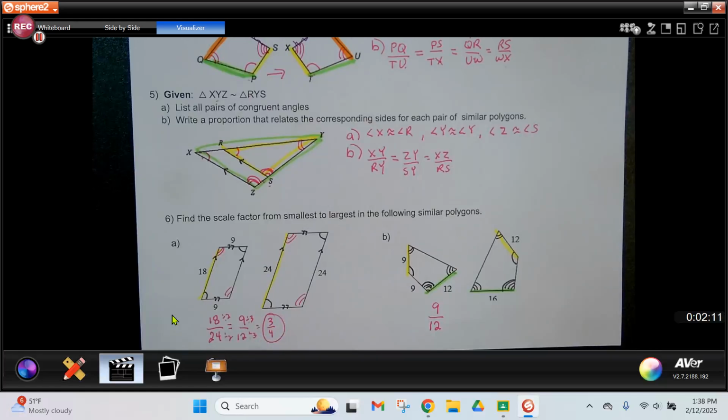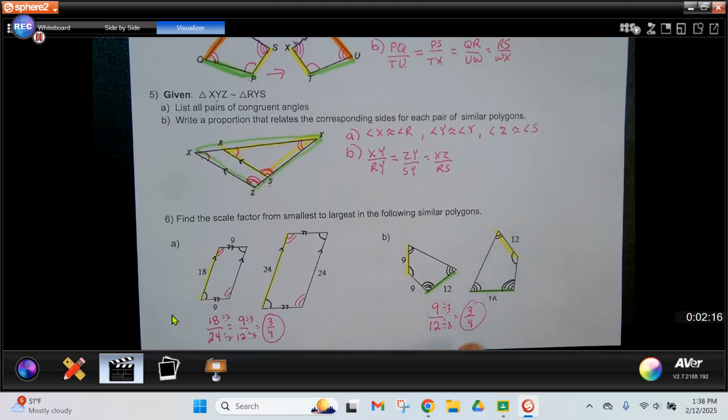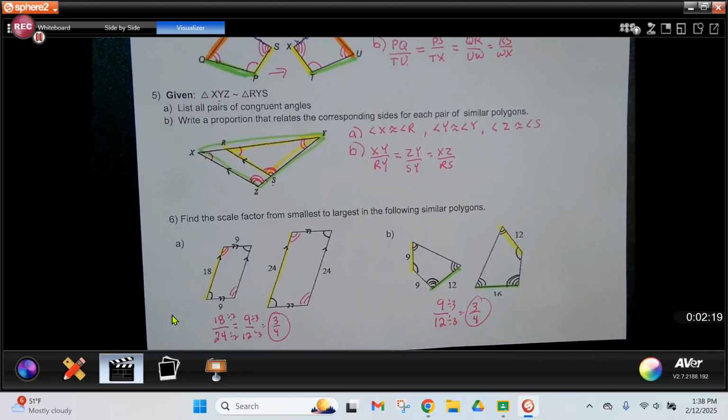And I'm going to simplify that. Divide by 3, and we get 3/4. Just turns out that these have the same scale factor, but that was just an accident.